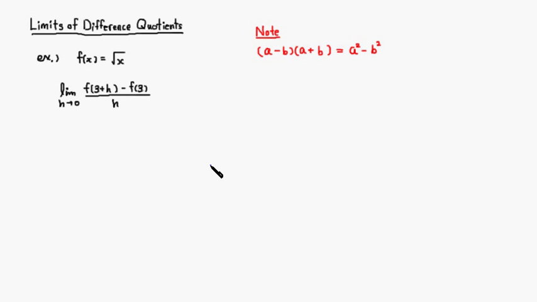Okay, let's look at the limits of difference quotients. Right? So here's an example. Let's say function f of x is equal to square root of x. Then we want to take the limit of a difference quotient, f of 3 plus h minus f of 3 over h, as h approaches 0. Right? So let's try to simplify that.